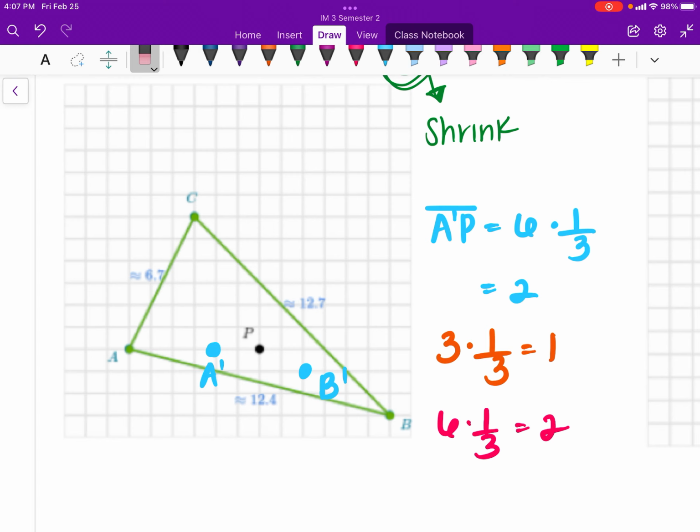All right, I'm going to repeat that process with C here. In this case, we're going to the left 3 and going up 6. So 3 times 1/3, we found to be 1, and 6 times 1/3 is also 2. So our new point for C is going to be 1 to the left and 2 up, because that's where the location of C would be. So that is C prime. Let's go ahead and connect those.